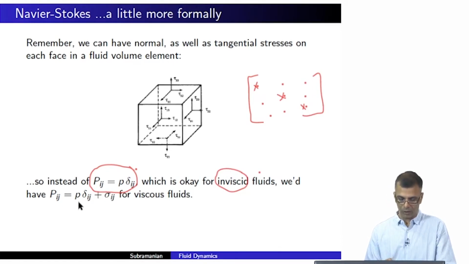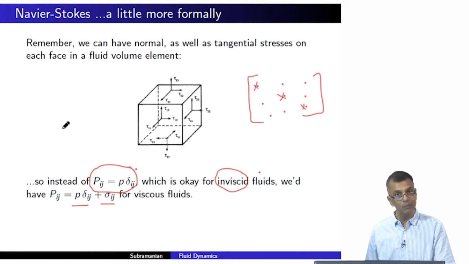You have a pressure tensor, so you have the diagonal elements as they were before, plus on top of that you have the shear stresses. You have the sigma ij's, right? So let's now see how to go ahead.